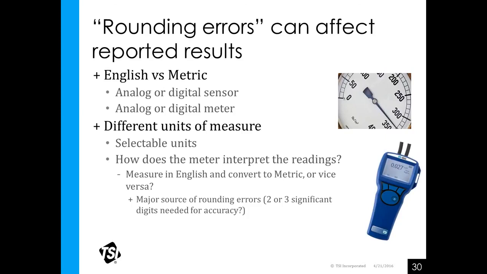And a major source of rounding errors, especially in pressure measurements, would be to ask yourself, do I need 2 or do I actually need 3 significant digits for accuracy? Meaning, how many digits are to the right of the decimal point? So many instruments in critical HVAC have 1 significant digit to the right of the decimal point. That just doesn't tell you anything, and it's useless in trying to measure inches of water.